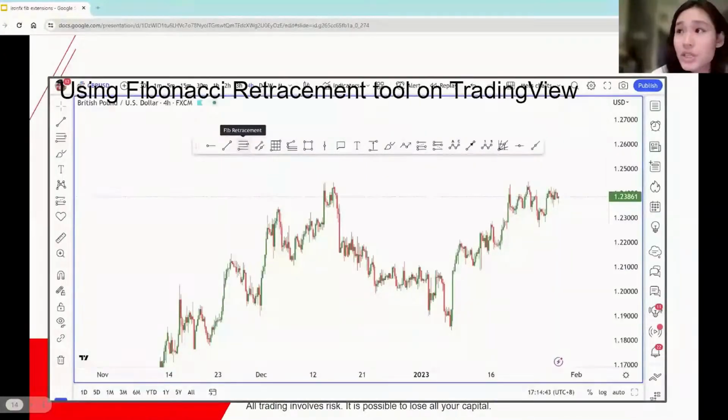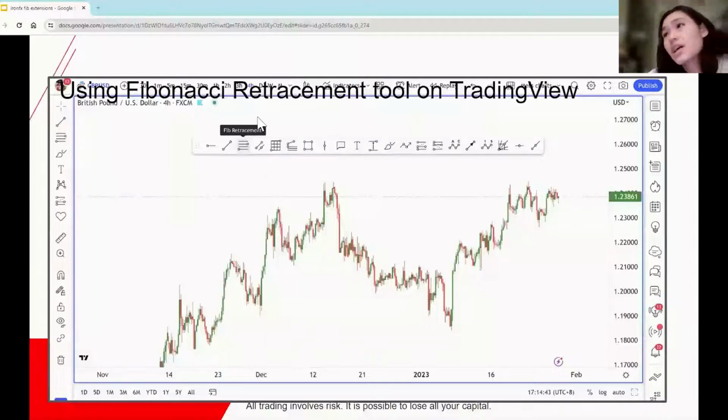Now looking at the Fibonacci retracement tool on TradingView, we have a typical layout. In this case, we're looking at pound dollar for this example. Basically, you click on the Fibonacci retracement tool, which is the symbol with the 4 horizontal lines over here.